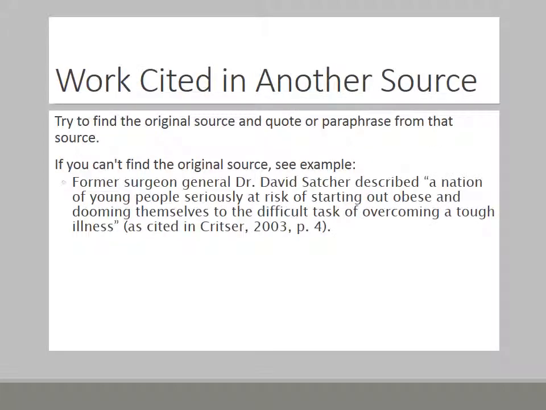You may come across a situation where you'd like to quote or paraphrase a source as cited in another source. The rule is that you're to attempt to find the original source and use it, but sometimes you can't. For those situations, use the original source author in the sentence, but then in parentheses at the end of the sentence state as cited in the secondary source. In this case, it's the secondary source that is listed at the end of the paper, not the original.